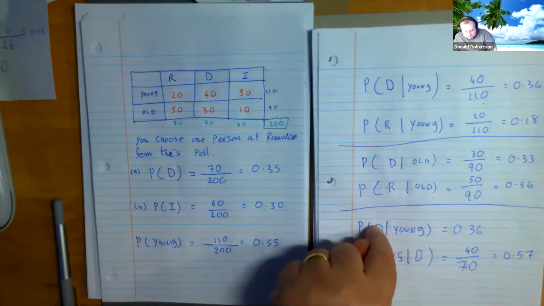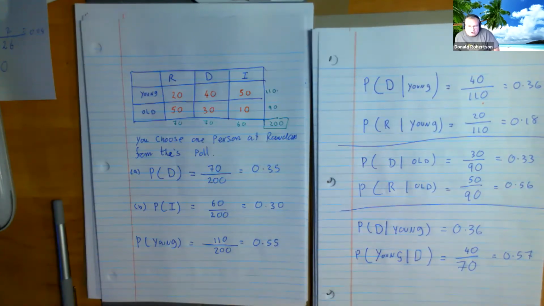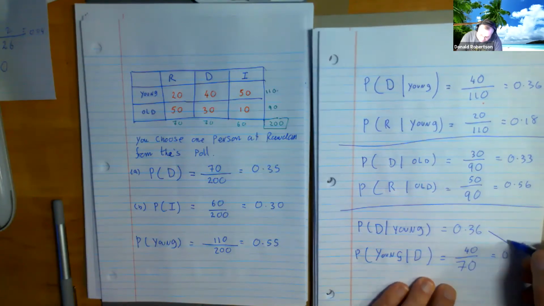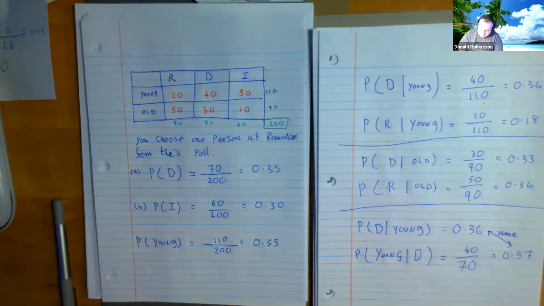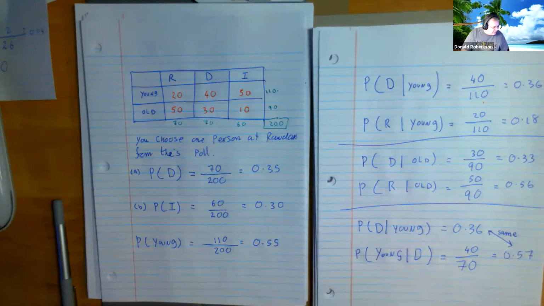Now, if being young and Democrat were independent of each other, in other words, it didn't matter if you were young or old, whether you voted Democrat or not, it had no effect on it, if that had been the case, these two numbers would be the same. So if you want to test, are two things independent, they don't affect each other, find these two different conditional probabilities. If the numbers end up being the same number, then you can say that they are independent, being young doesn't really affect your thing.